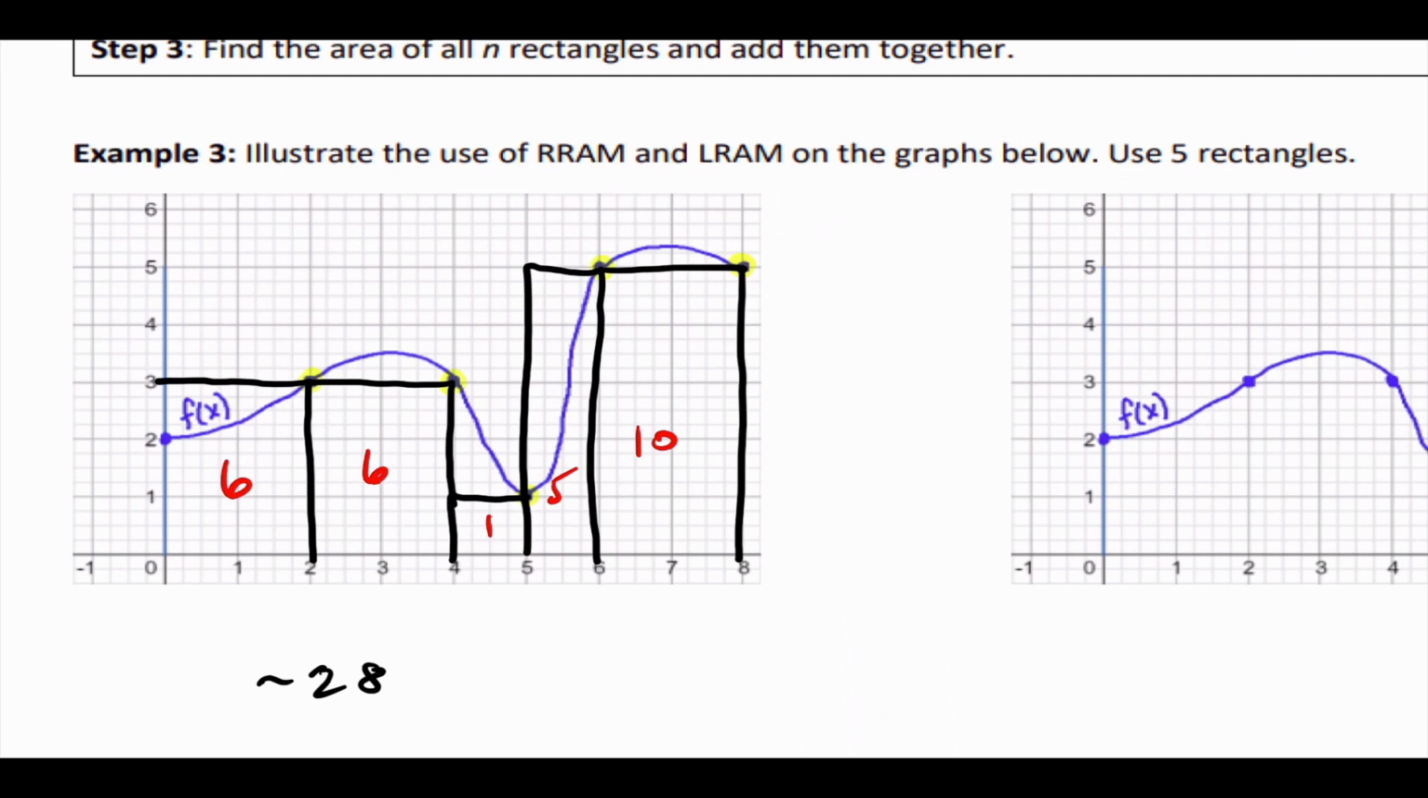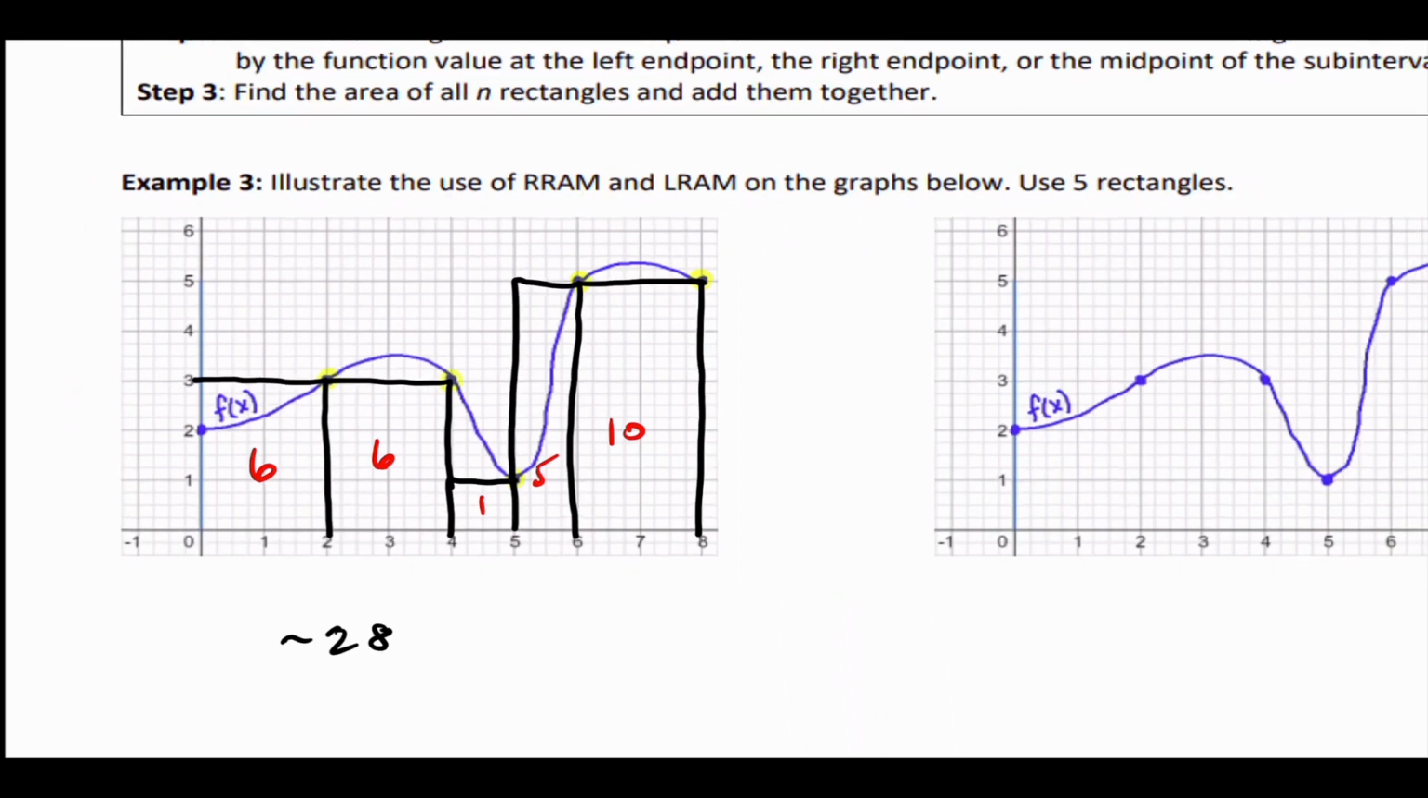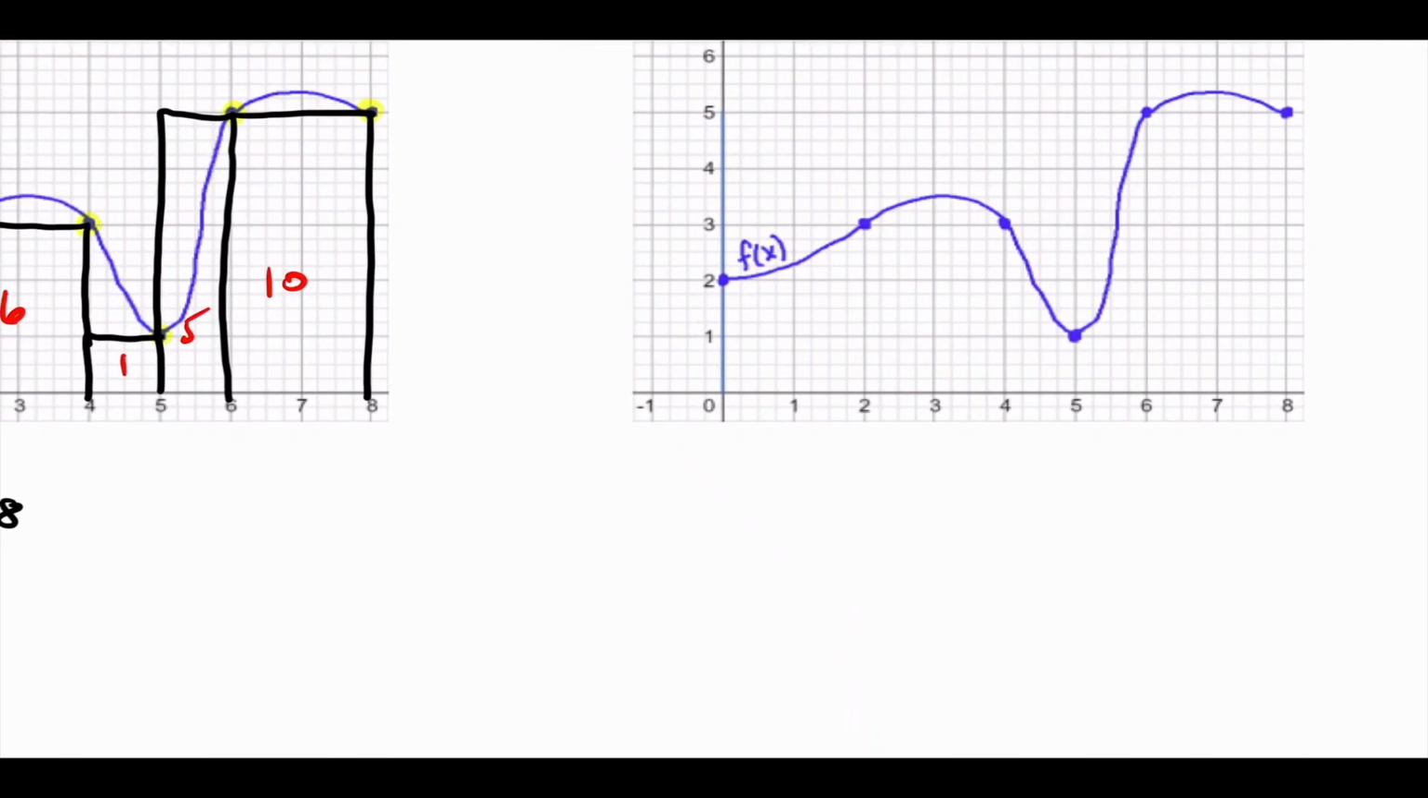On the next one, I'm going to do the same thing, but now the top left corner of each of the rectangles has to touch the blue. Okay. So let's see. The first rectangle has to start here. Maybe I'll go there. The top left has to touch.